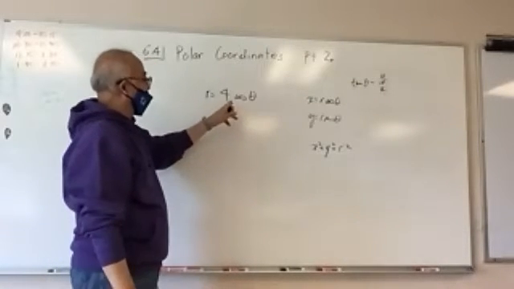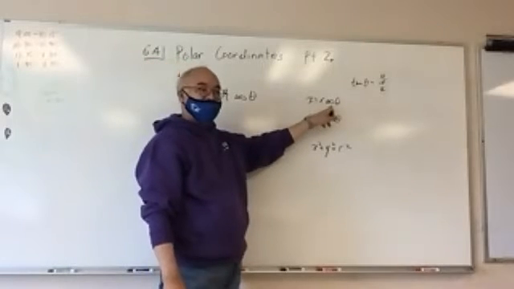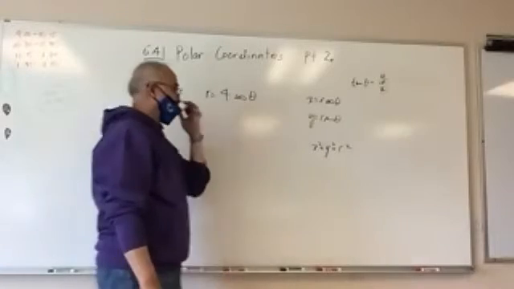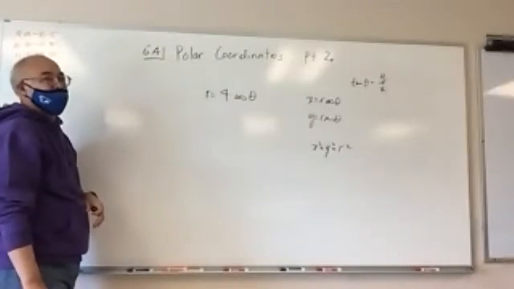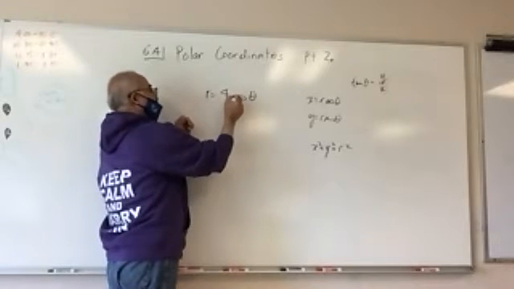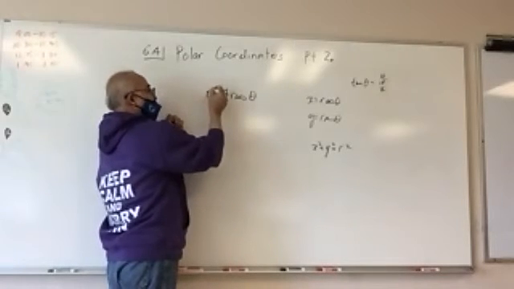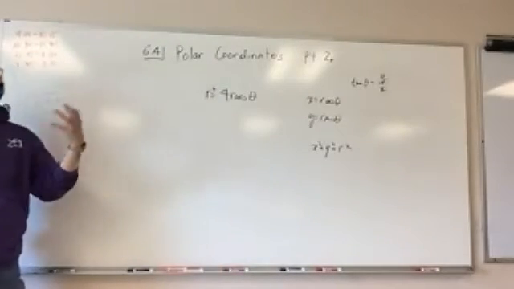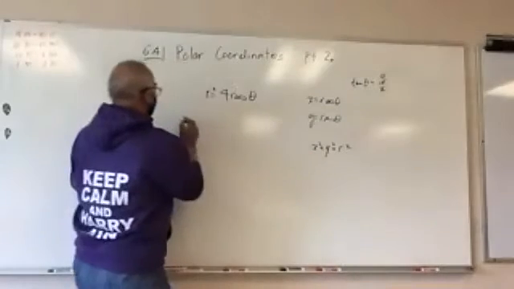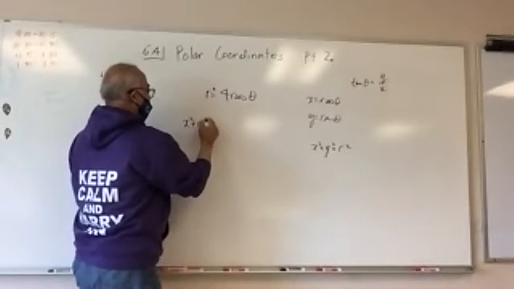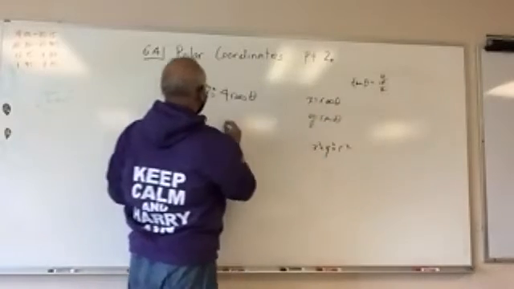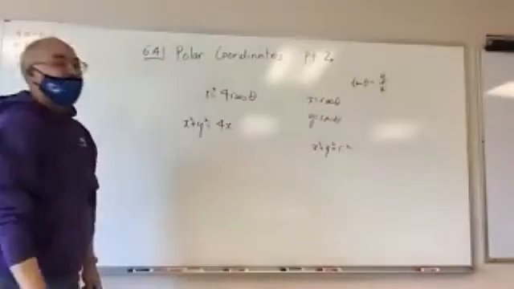The problem is that I don't have any of these here. I have cosine theta, not r cosine theta. I have r, not r squared. So I'm going to arbitrarily make this work by multiplying both sides by r. So it's going to be 4r cosine theta. This is going to be r squared. Now we have some stuff to work with. r squared is x squared plus y squared, so let's put that in. And I have this guy: r cosine theta is x. So this is 4x.